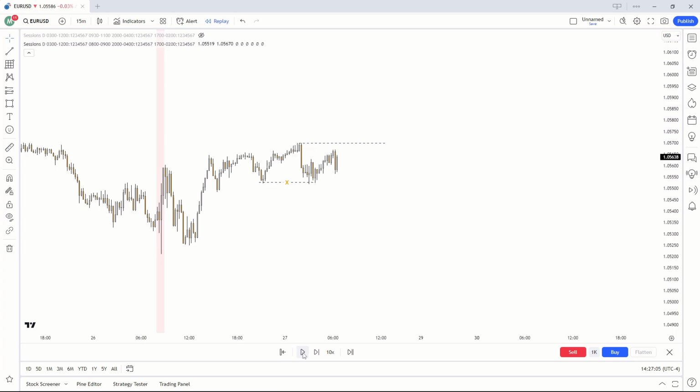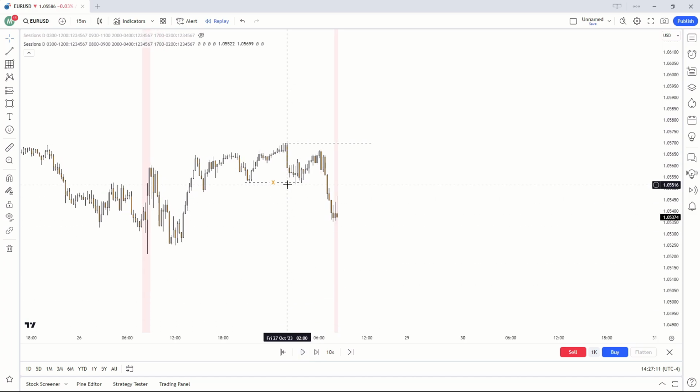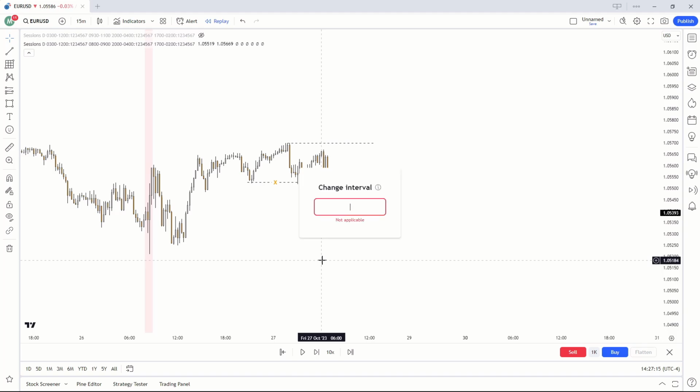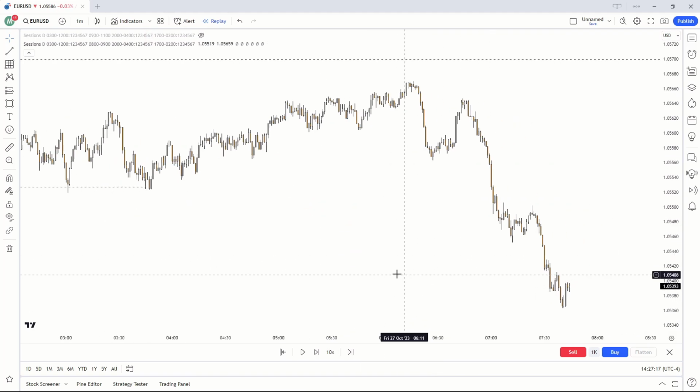Now, I'm going to wait and see which liquidity market decides to take. So if I play at market, boom, we clearly take liquidity to the downside now. So now we do know we are looking for buys. I'm going to switch to the 1-minute time frame and wait for our market structure shift.